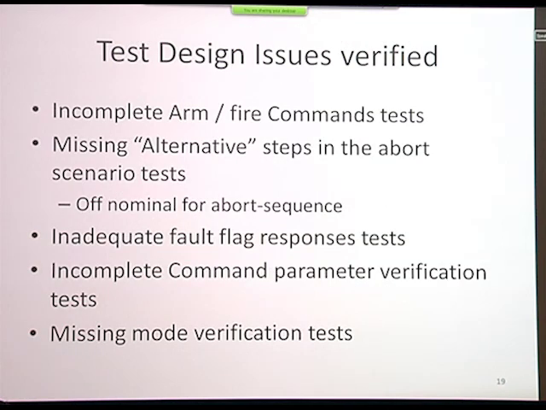So in this case, I'm just giving some examples. What we were able to find is the incomplete arm and fire command and tests. Missing alternative steps in the abort sequence. This was really important because once we updated the test design, it ended up showing some of the shortcomings of the way the design was put together in case we had to abort a given observation scenario. Then the command parameter verification itself, and then missing mode verification test. These are the general five different groups of findings that we had based on this approach.